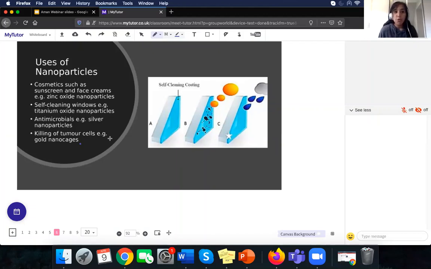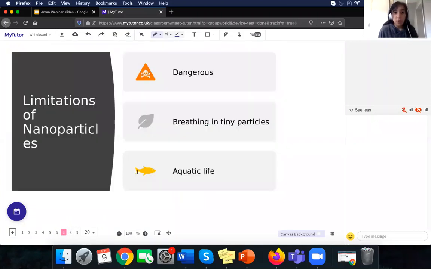So we've covered all four that I think are important and are there across all the exam boards. The main one that you should know about is titanium oxide. So let's go on to an exam question. But before we do that, very, very quickly, we just look at some of the limitations of nanoparticles.